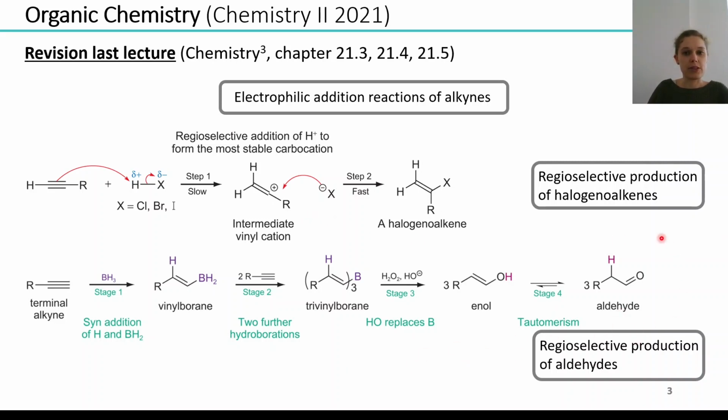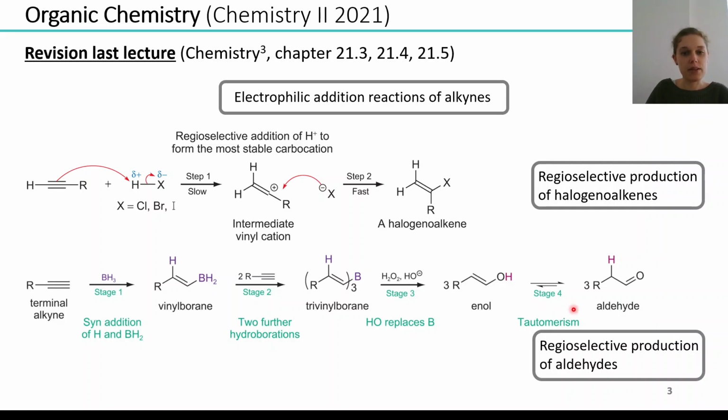Furthermore, we also learned that the production of aldehydes from terminal alkynes is also regioselective. This reaction is a four-step reaction, and more specifically, it is a hydroboration followed by oxidation. The first step is a hydroboration, which is a syn addition, and we generate a vinyl borane. In the second step, two further hydroborations are conducted until we end up with the trivinyl borane. The third step is the production of an enol, and enol means that the hydroxide group is attached to a carbon atom which is part of a carbon-carbon double bond. This step is also an oxidation step.